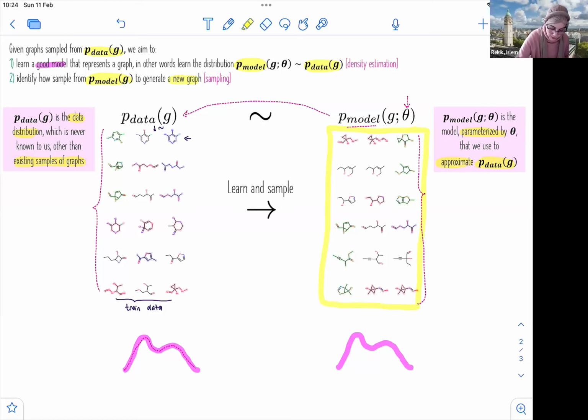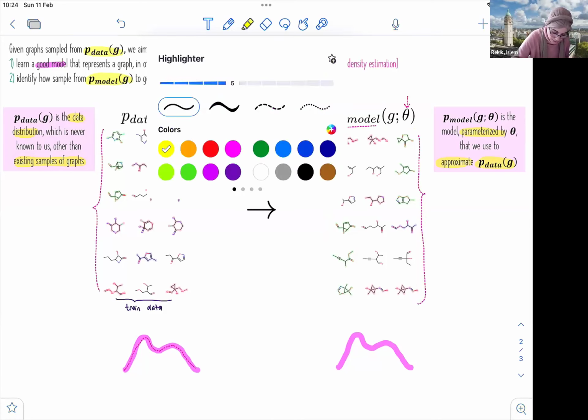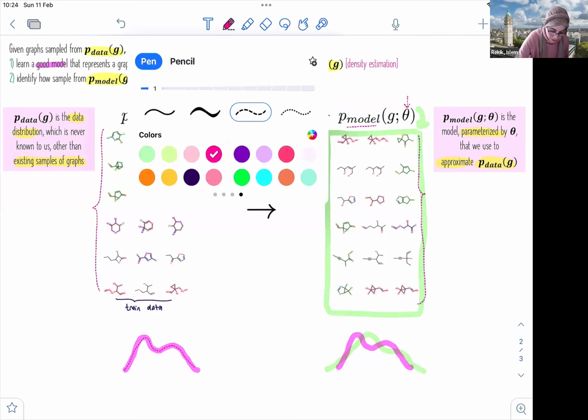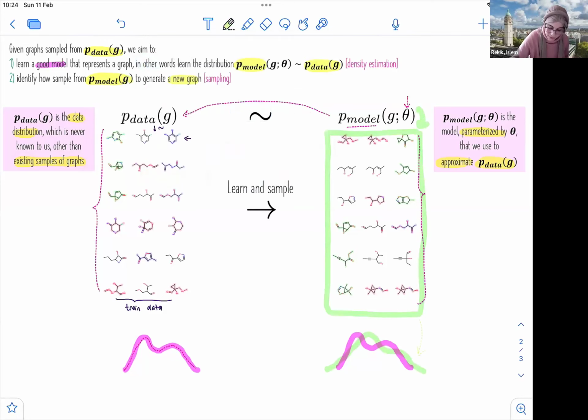So maybe I can use a different color here, maybe green. Okay, so we want to generate data here in the target domain by our model, and we hope that the distribution of this data will be close to the pink one. If it is close, it means our model is quite good, and we are able to approximate very well the original data distribution that we have here.